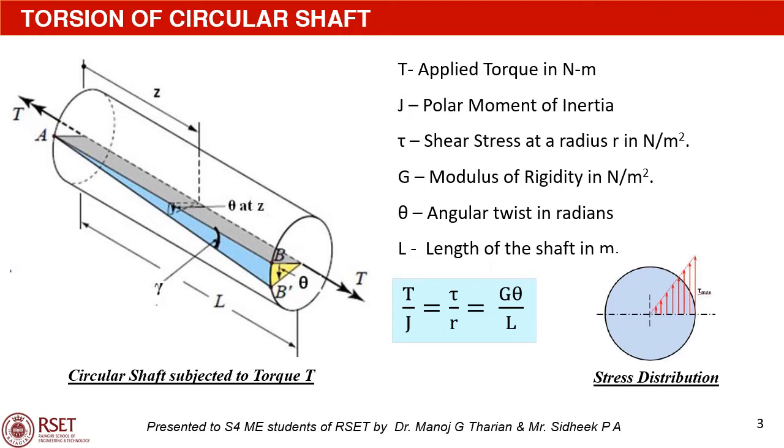We have already studied the torsion formula for the shaft, T by J equal to tau by R equal to G theta by L, where tau is the shear stress at a distance R from the center. The figure on the right hand side shows the stress distribution across the cross section. We see that the shear stress will be minimum at the center and will be maximum at the outer radius.